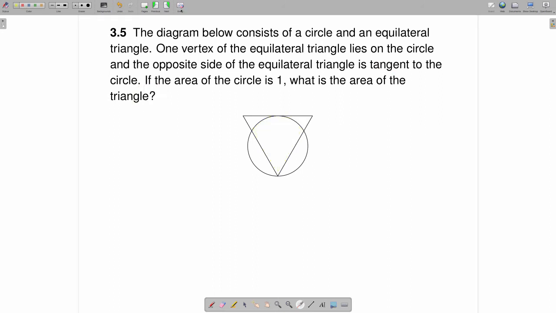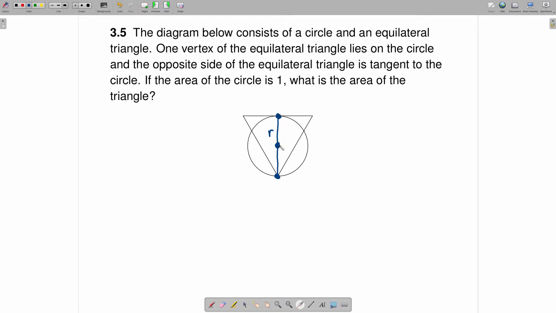So let's unshade that now. I'm going to add to this diagram one diameter, the diameter that goes from this point, which is the tangent point between the equilateral triangle and the circle, down to here, which is that one vertex of the triangle that lies on the circle. If I take the midpoint of that diameter, I now have the radius of the circle pinned down. Let me go ahead and label that as R. So for a minute, let's focus on the circle and then come back to the triangle.